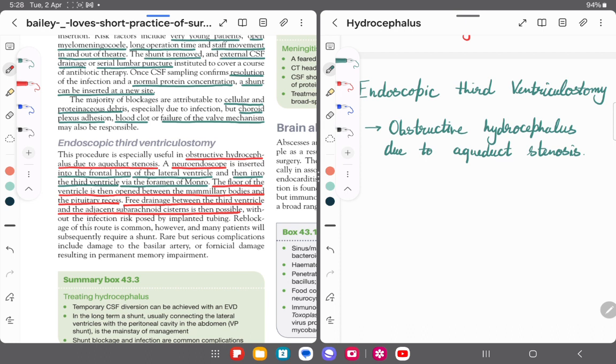So there is no infection risk of implanted tubing. Reblockage of this route is common, and many patients will subsequently require a shunt. Rare but serious complications include damage to the basilar artery or hypothalamic damage resulting in permanent memory impairment.